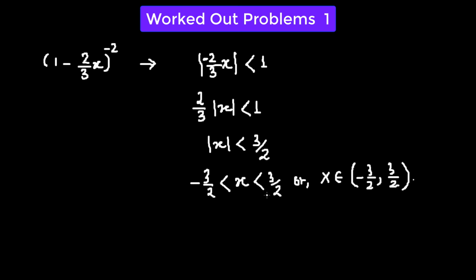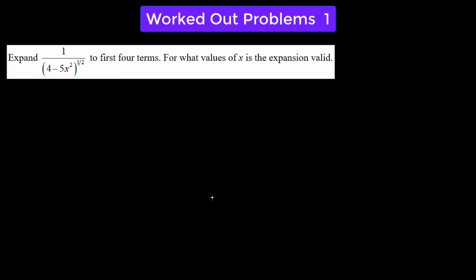Let's move on to the next question. In this particular question, we're given the expression 1 over the square root of 4 minus 5x squared, and we have to expand it to the first 4 terms and also determine the value of x for which the expansion of the given expression will be valid. So let us begin by simplifying the given expression.